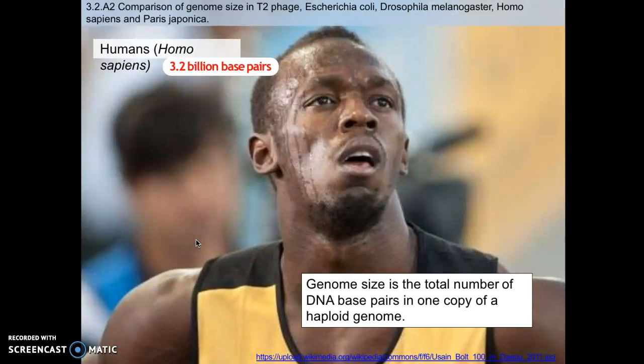Okay, A2 was about comparison of genome size in T2 phage, E. coli, Drosophila, Homo sapiens, and Paris japonica. So this is just looking at different genome sizes to reiterate the fact that genome size does not necessarily correlate to complexity, but just to get some ideas of what these numbers actually would be. So humans have 3.2 billion base pairs. Remember that genome size is the total number of DNA base pairs in one copy of a haploid genome.